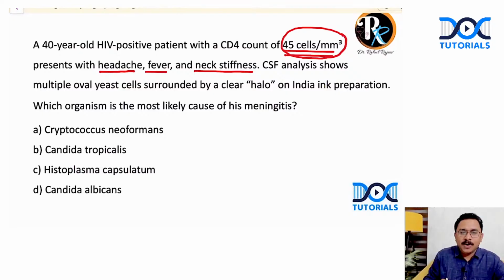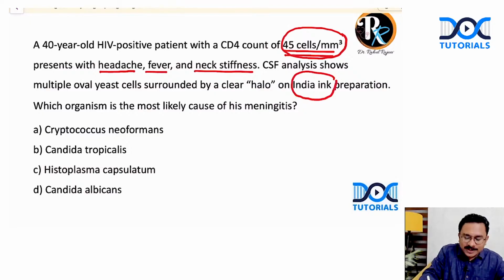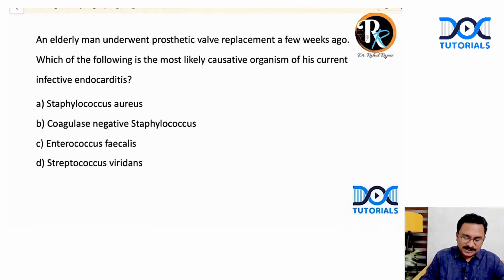It shows multiple oval yeast cells surrounded by a clear halo on India ink preparation. So when you hear this term, India ink staining, especially meningitis occurring in an immunocompromised patient, what are you thinking about? Yes, as Dr. Arvind Chintu has rightly said in the comment section, we are thinking about a diagnosis of Cryptococcus neoformans causing a cryptococcal meningitis. And that is the typical diagnosis here for this question, right? Okay, let us go to the next question.